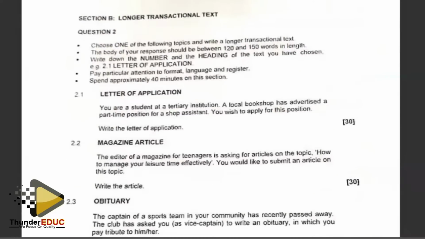Now we're going to look into Section B, that is the longer transactional text. What were you supposed to do there? All right. With the longer transactional writing, let's look at what was expected of us. It says: choose one of the following topics and write a longer transactional text. The body of your response should be between 120 words in length, and write down the number and the heading of your text that you have chosen.